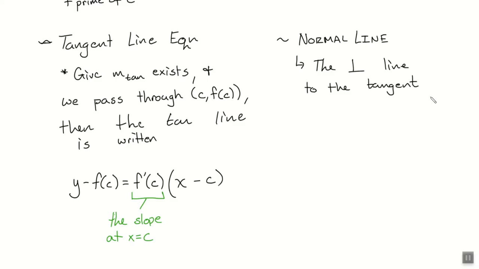Now, if I still wanted to pass through c, f of c, but I wanted the normal line instead, help me write that. All the same stuff, but my slope has changed. If I have y minus f of c, how do you find a perpendicular slope?